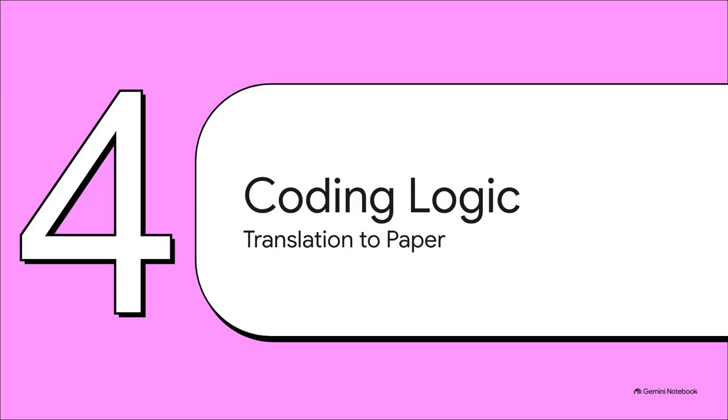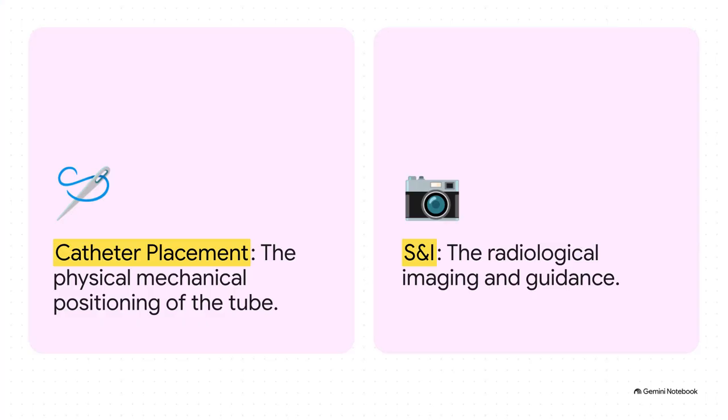All right, time for cracking the coding logic and translating all this clinical work onto paper. Here is the golden rule of interventional radiology coding. You ready? You absolutely must distinguish between two totally distinct elements of the procedure. On one hand, you've got catheter placement. This is the physical, mechanical movement, the final positioning of the tube within the vascular family. But on the other hand, you have supervision and interpretation, or S&I. That represents the radiological imaging, the guidance, and the actual diagnostic evaluation of the vessels using the contrast dye. You have to capture both things, the physical movement and the imaging.